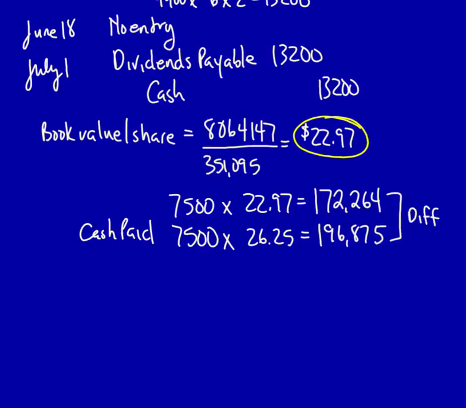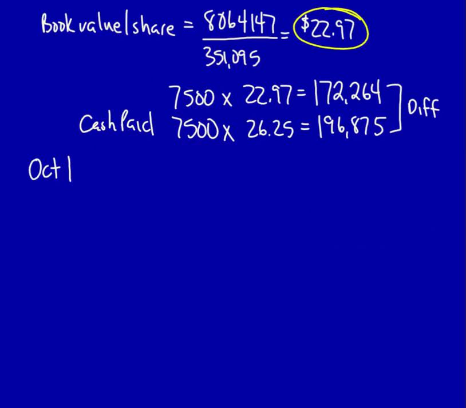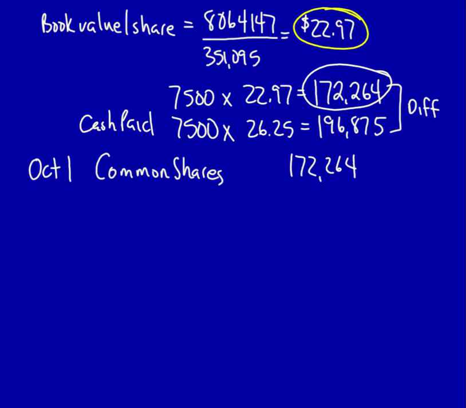Let's start the entry. This is on October 1st. Common shares are going to be reduced by the book value. We debit common shares for $172,264. The amount of cash that we actually have to distribute to the shareholders is $196,875. Under normal circumstances, in order to balance this entry, we would put a debit to retained earnings. But we happen to have something else here.